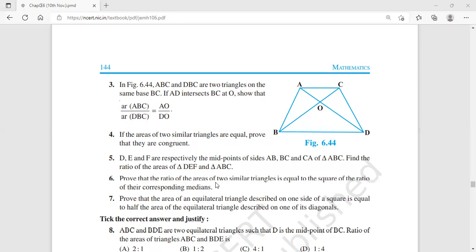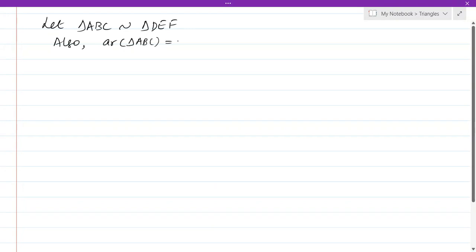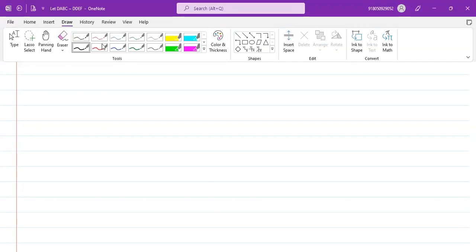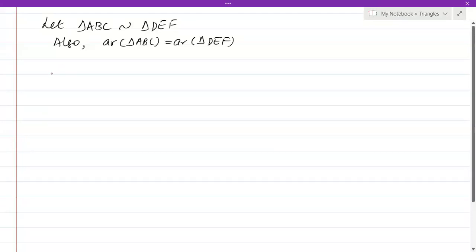Okay, so let's do that. Let triangle ABC be similar to triangle DEF. Let's say these are the similar triangles. Also, it is given that area of triangle ABC is equal to area of triangle DEF. It is given, isn't it? So let's start with the proof.